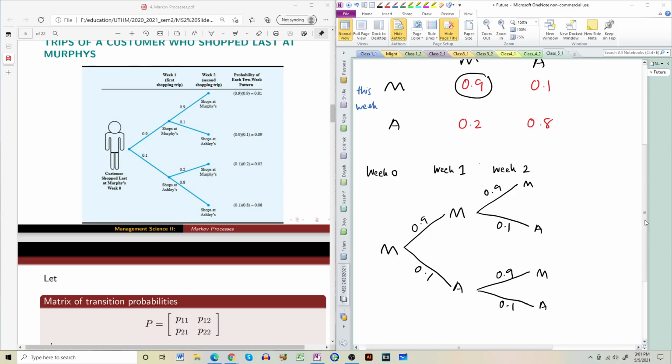Now, if you look at this, the customer in week 0 was initially shopping at Murphy's. In week 1, you can see the probability he might go to Murphy's and Ashley's. In week 2 also, he or she can go to Murphy's or Ashley's. Now, what is the probability that in week 2 a guy or girl ends up at Murphy's and Ashley's, okay, in week 2? So how to compute this?